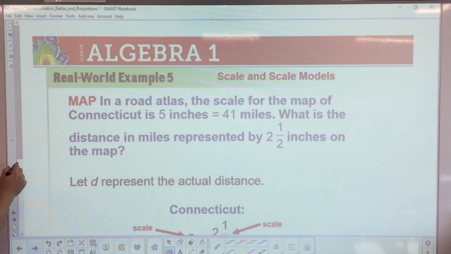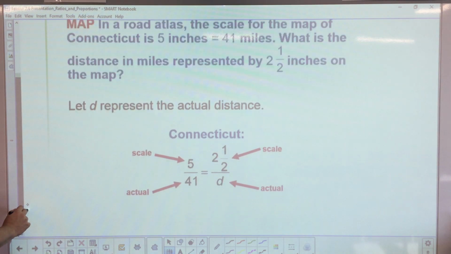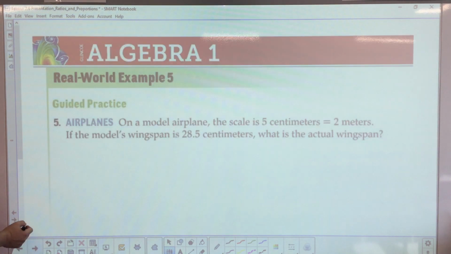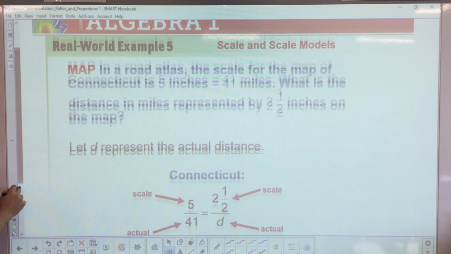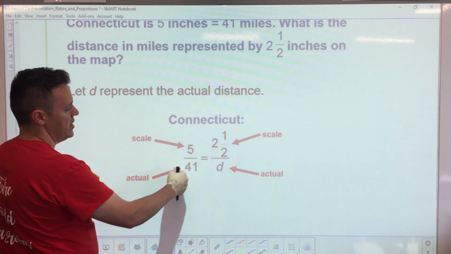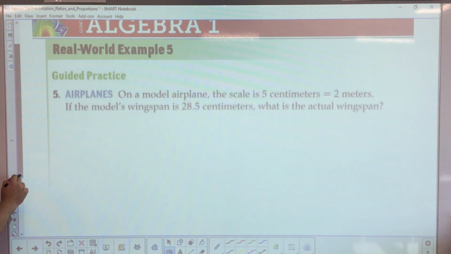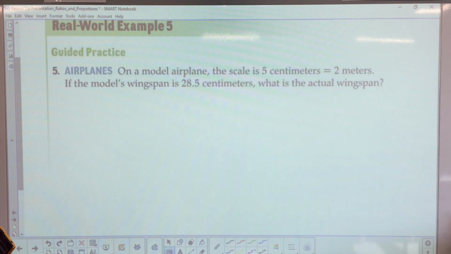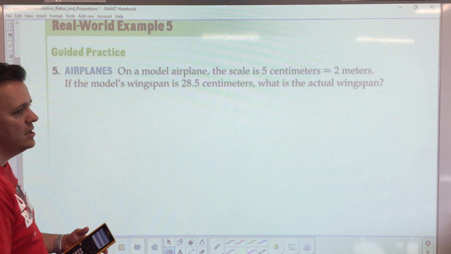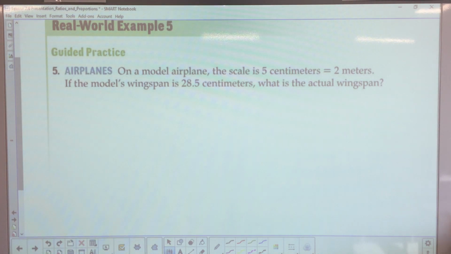Okay, now it's your turn, ladies and gentlemen. And look, let's see if I got it right. Ooh, I did. Okay, I set it up correctly. All right, that's what I wanted to see. 5 over 41, 2.5 over d. Solve it, ready to go. It's your turn, ladies and gentlemen. Use the same ratio. Write it down as you see it, and you guys can figure it out.